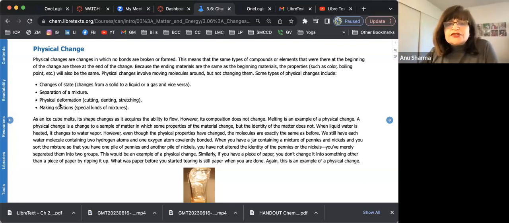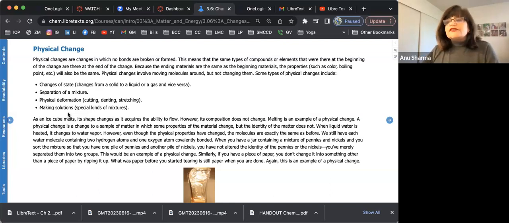Next, physical change is also when something breaks up into small parts, for example cutting a ruler, cutting paper with scissors, causing a dent in something, or stretching something. That's just changing the shape, but it's not really changing the chemical composition. When you cut a piece of paper, one half and the other half still remain the same in properties. They don't change. Then making solutions is also a physical change.